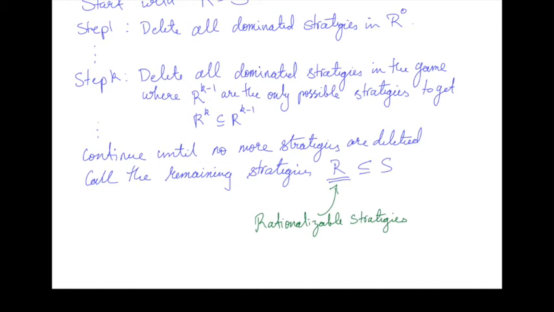The reason it's called this is because if you remember about the 2-player version of the equivalence result we saw earlier, these are the strategies that could be a best response to something because we have the equivalence of being undominated and being a best response. So these are the strategies that could be supported as best responses to best responses to best responses to best responses.